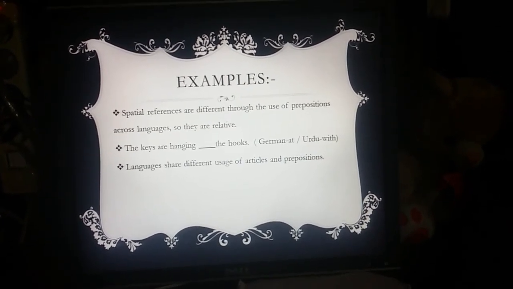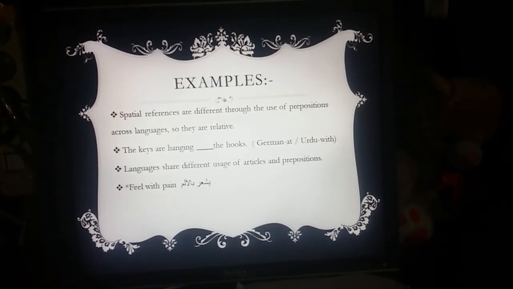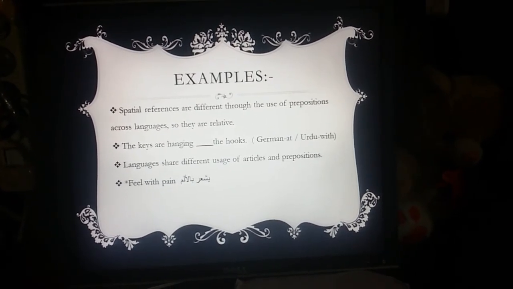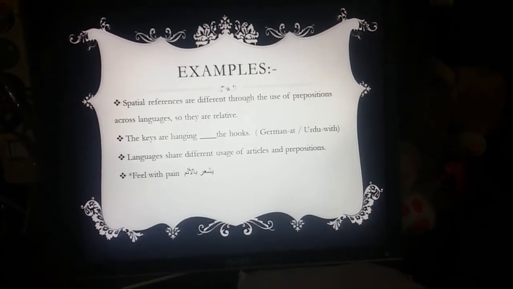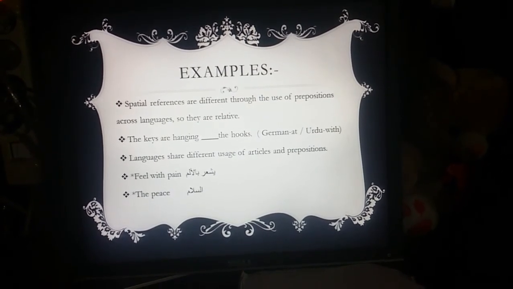In addition, languages differ in their usage of articles and prepositions. For example, we can say in Arabic يشعر بالألم, but we can't say in English "feel with pain," and we can say in Arabic يؤثر على, but we can't say in English "affect on," because the verb affect in English doesn't take a preposition. In addition, the use of articles is different and relative.